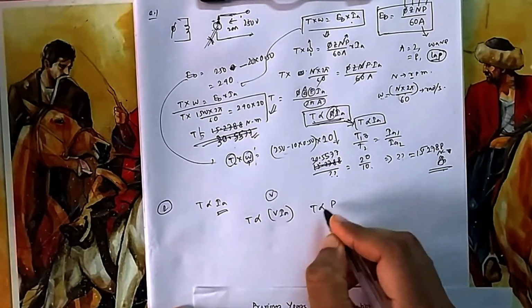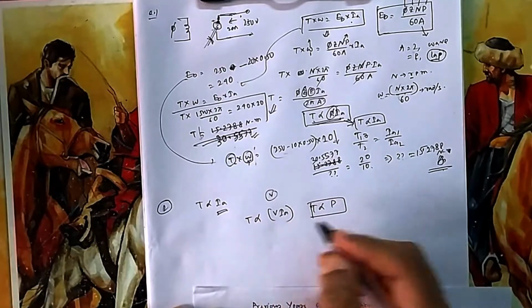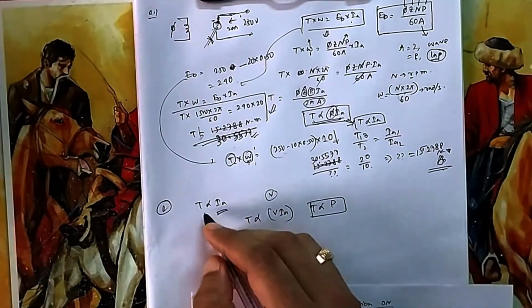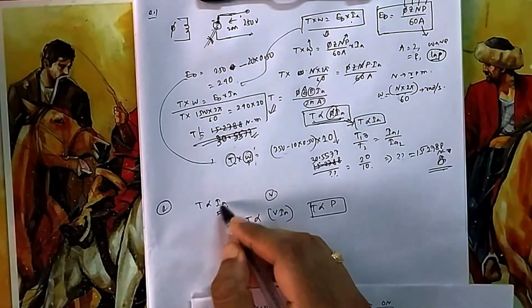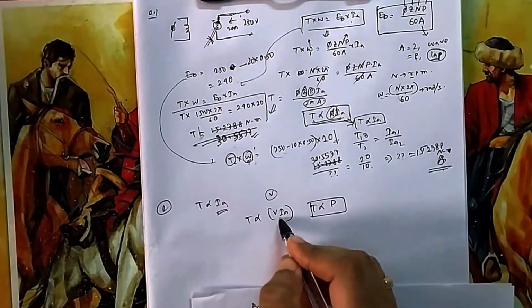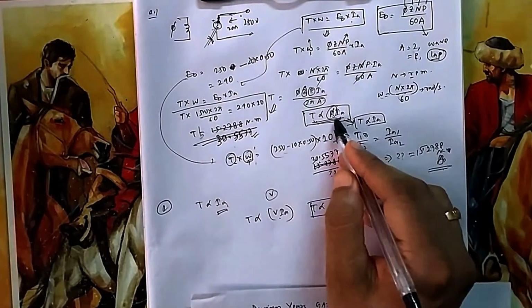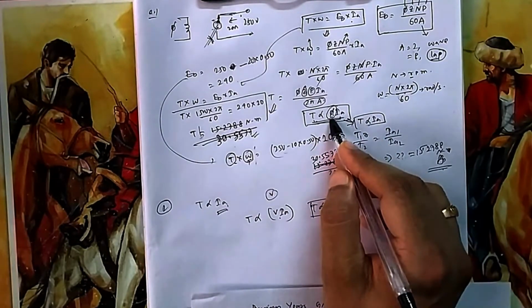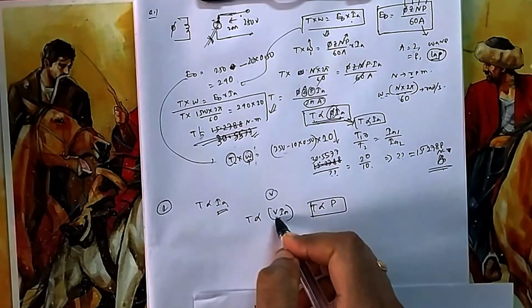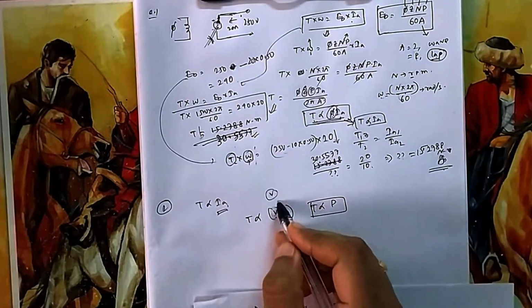So torque is proportional to P, because V is constant. If I say something is proportional to, what is the proportionality? If this increases, this should increase, so you can multiply by a constant. Like here you can see torque is proportional to phi Ia. I have removed that phi because it is constant, so you can include this in the constant also. That is the property of variation, because it is not a variable, it is a constant value.